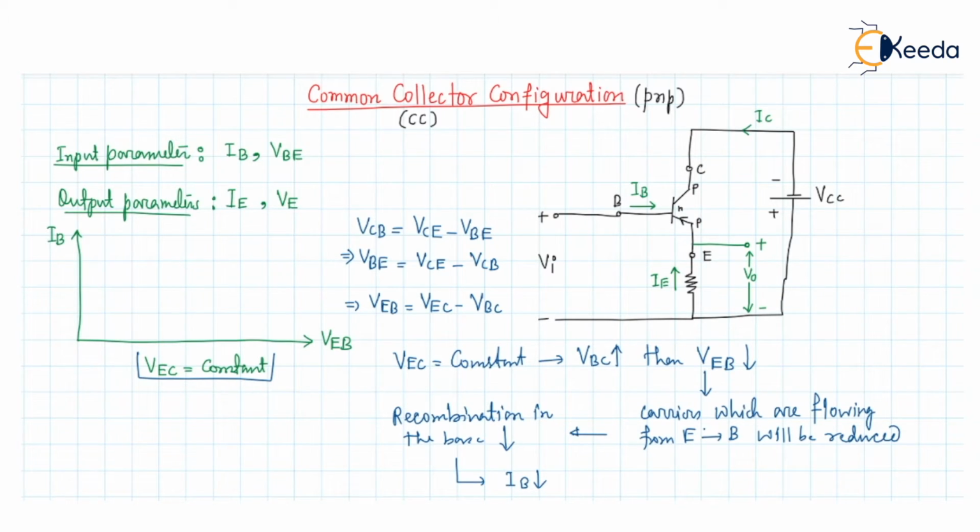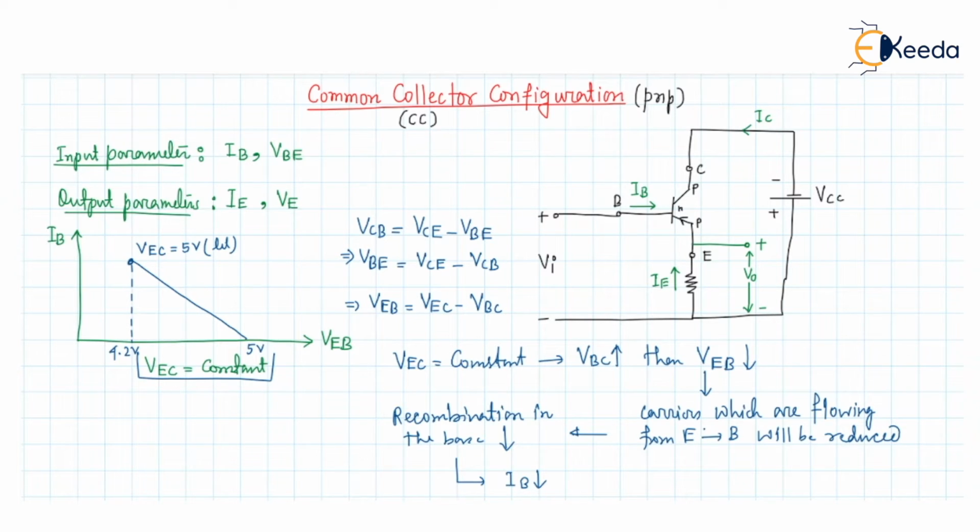So the graph will look like this at this point, and at this point, if we define the voltage, for example, let us take 4.2 volt and 5 volt, then at this point the VEC voltage will be 5 volt. Let us assume this 5 volt. So this will be the input characteristics of the common collector configuration.